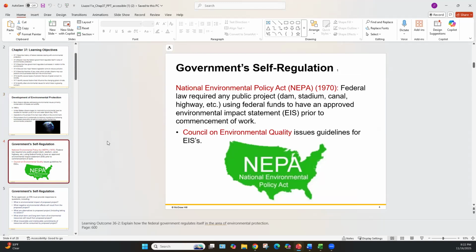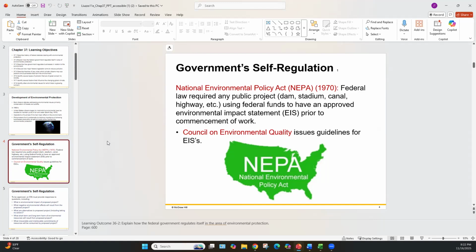Moving on, government self-regulation. The National Environmental Policy Act, the NEPA. Remember, we talked about administrative law. Keep going back to that. Federal law requires any public project, dam, stadium, canal, highway, etc., using federal funds to have an approved environmental impact statement, also known as an EIS, prior to the commencement of work.